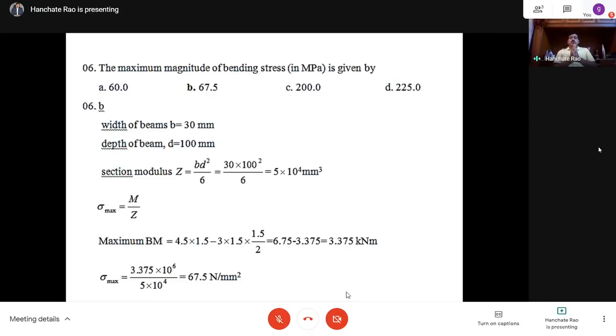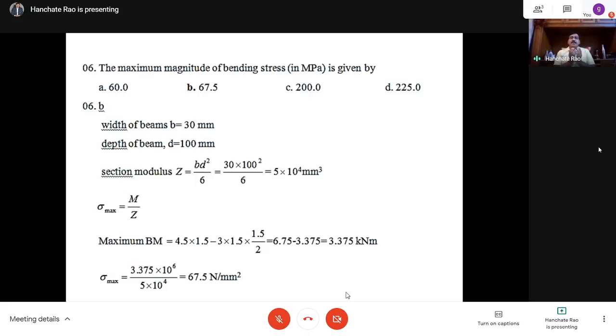So always remember to follow the basic concept: M by I is equal to sigma by y is equal to E by R. All the problems we have solved depend upon the basic concept. We have not remembered many things, or done any complicated mathematics. If you follow the basic concepts, we are able to solve the problems given in the GATE examination. That's why I always advise students to understand the basic concept.